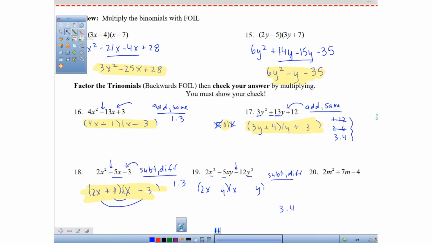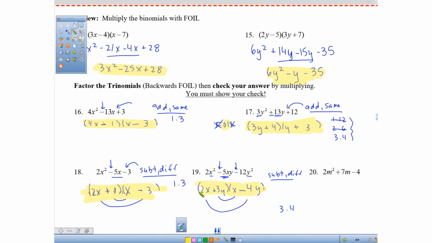Let's try 3 and 4. So if I go 4 there, 3 there, then I'll have 8 and 3, which subtracts to give me 5. So finally I found it. Now what's bigger, 8 or 3? 8. And the 8 needs to be that sign. So to make the 8 a negative, the negative must go there, the positive must go there, and I'm done.